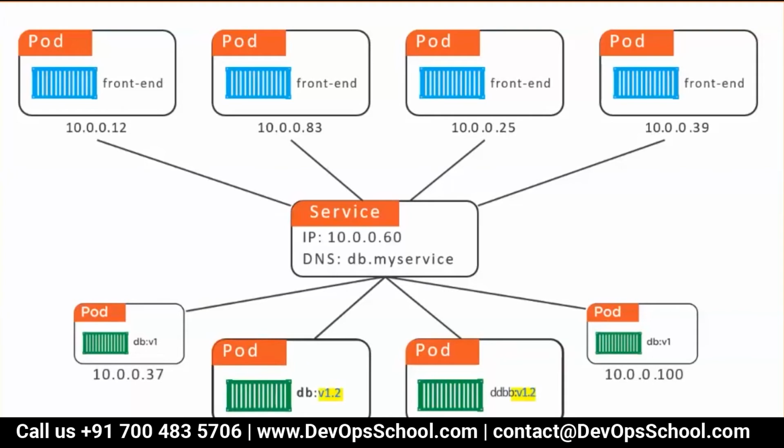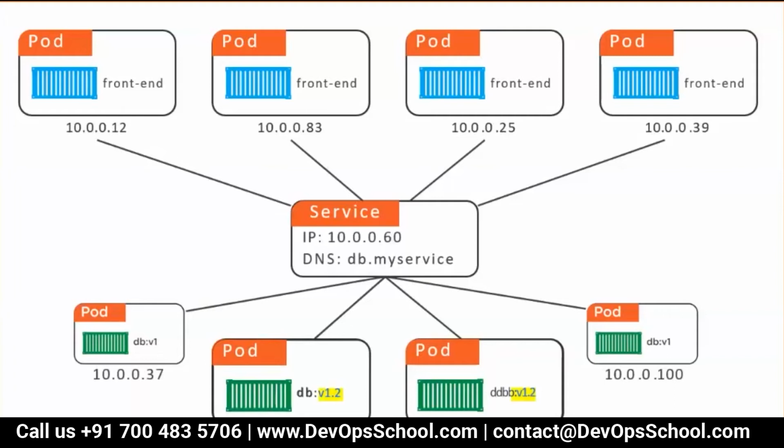Let's say in your cluster you have a pod, and certain pods you have a database version 1, and certain pods you have a database version 1.2. So now you don't want to load balance all the pods. Look at this very carefully. Either you want to load balance the v1, so behavior should be consistent, or you want to load balance the v1.2, so the behavior should be consistent.